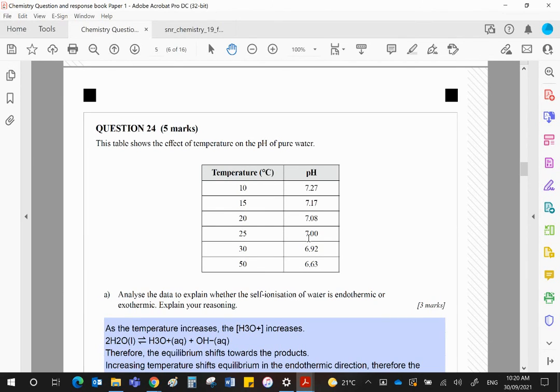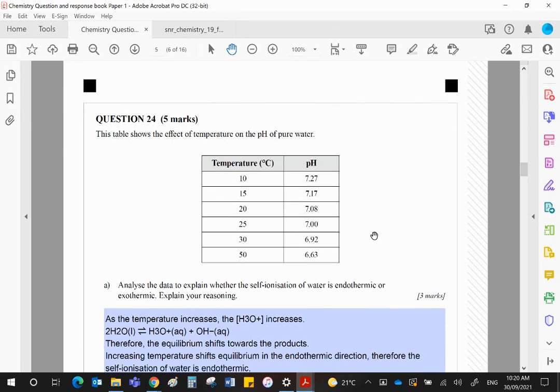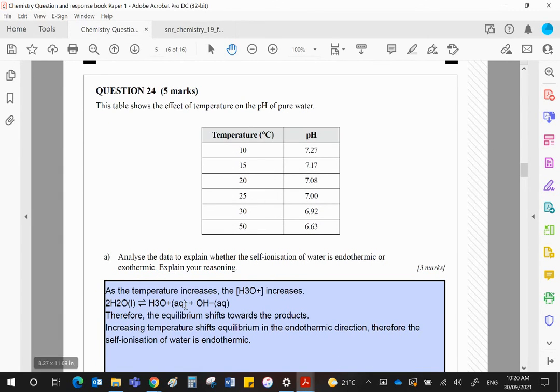Question 24 is showing the effect of temperature on the pH of pure water. Now remember, the pH of pure water will be determined by the H+ concentration, which we can see. Since the pH is going down, that means the H+ concentration is going up. So when you heat water, more H+ ions are formed, meaning it dissociates more. So in this equation here, the water is going further to the right when we heat it.